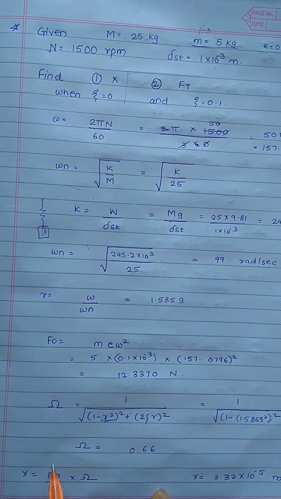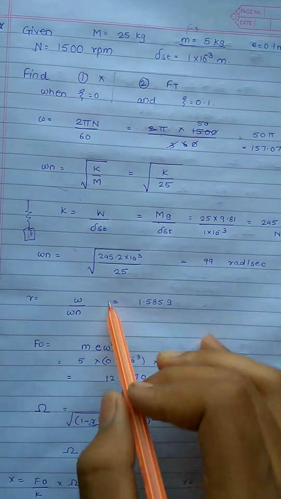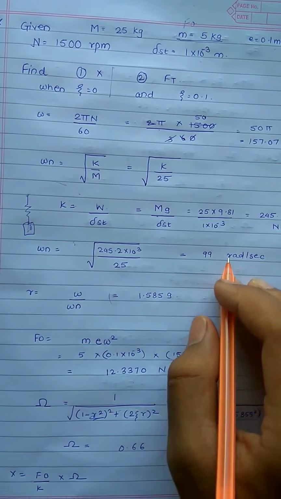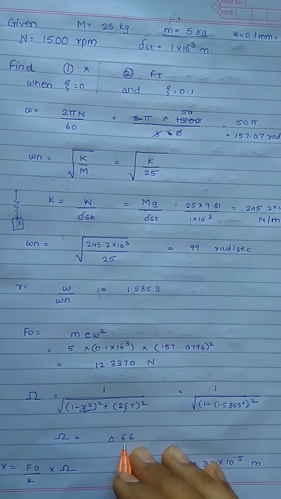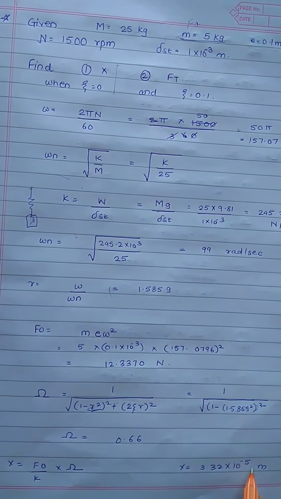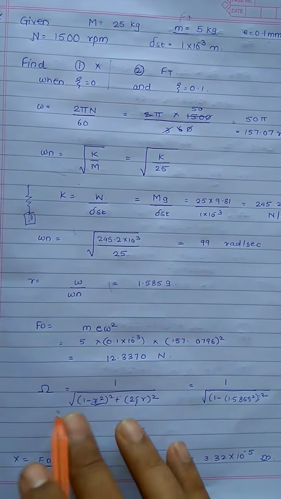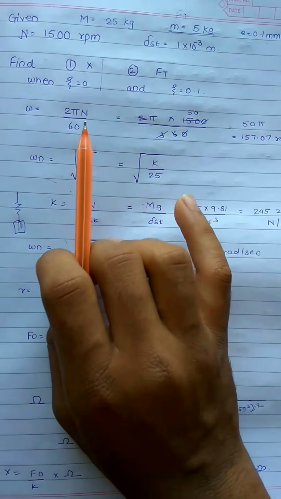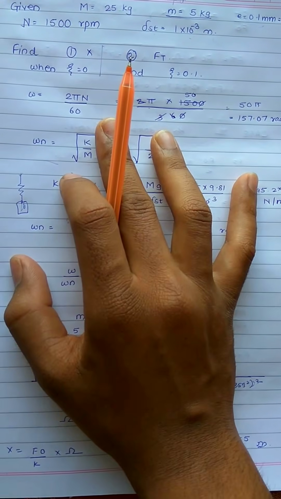Now the amplitude is F0 upon k into this particular term 0.66. Putting all the values, you have F0, you have k. F0 we have found out 12.33, k was found out by us, and now this term is 0.66, so you get an amplitude of 3 into 10 raised to minus 5 meter. Amplitude is always in meter. No values are to be taken in mm. All the values in meter and Newton.